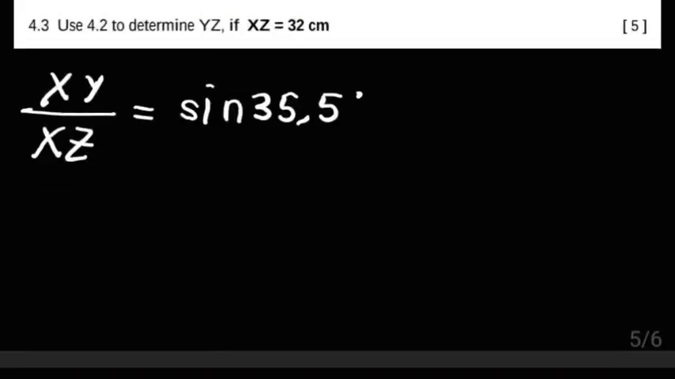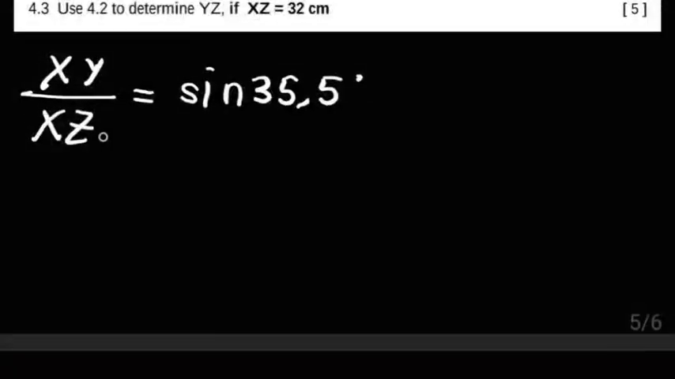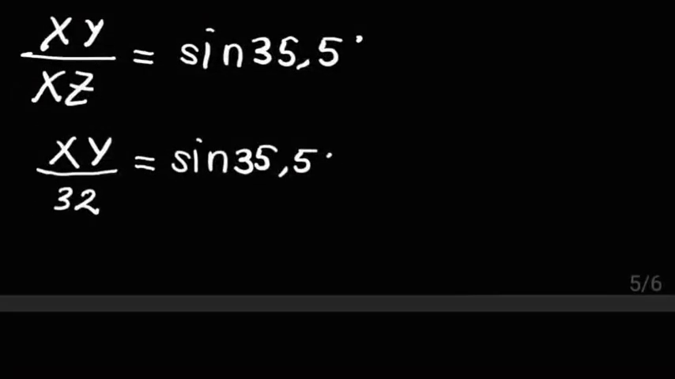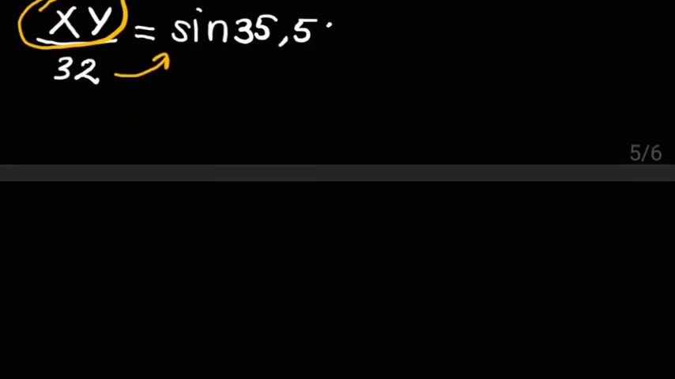Now they've given you a value. They said that XZ, which is the one in the denominator, is 32 centimeters. So we're going to have XY over 32 is equal to sine 35.5. And what you need to understand here is that you are solving for XY. That is your unknown. So to get that alone, we're going to take this 32 and we're going to multiply across. But please bear in mind that when you multiply across, it goes in front of sine.